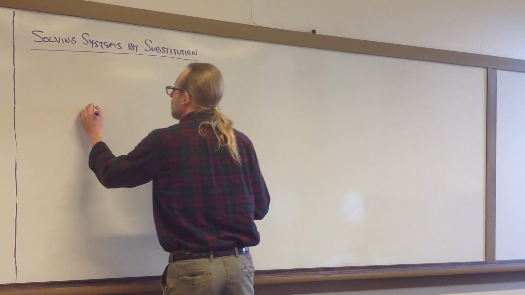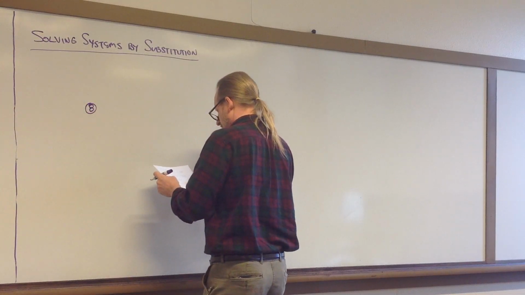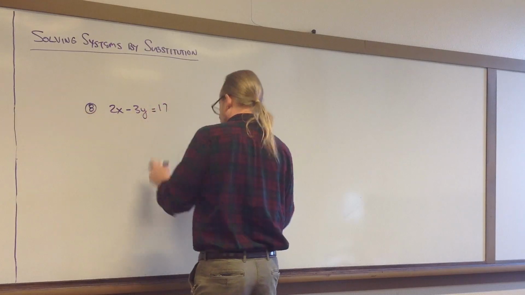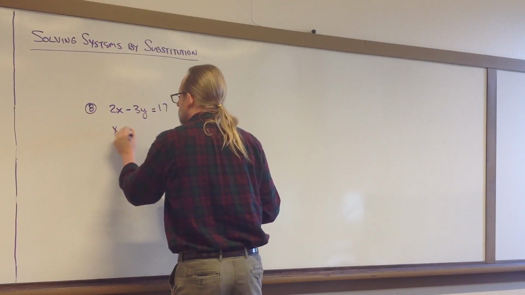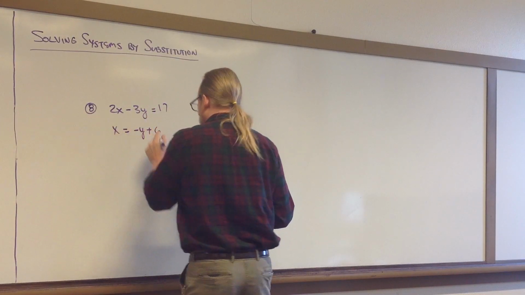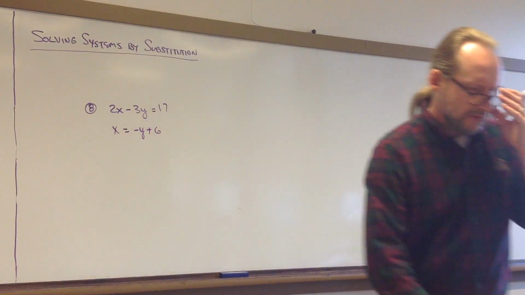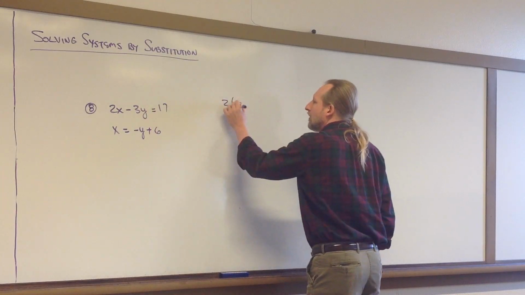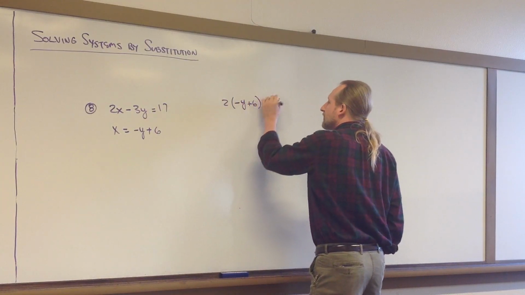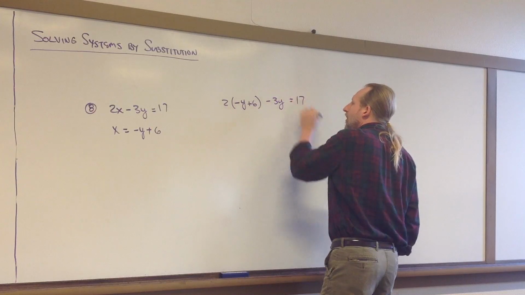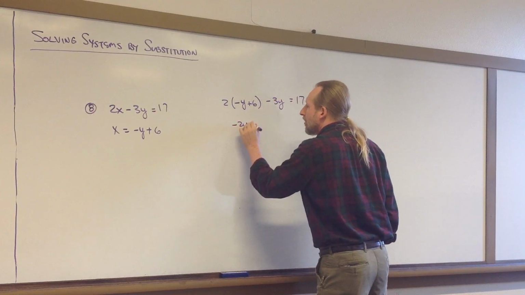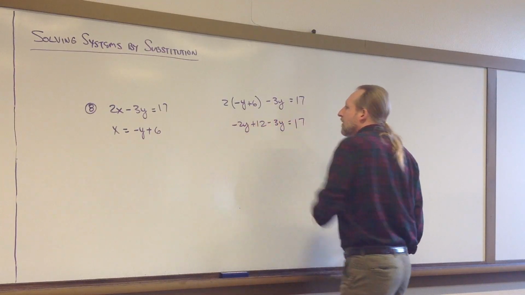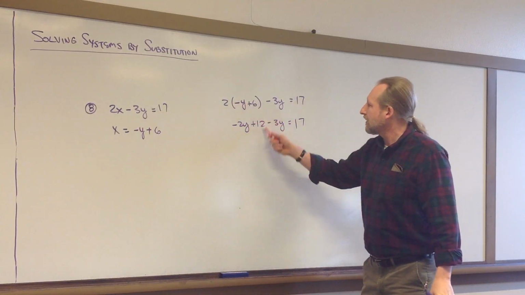All right, let's look at problem 8. 2x minus 3y is 17. x equals -y plus 6. Okay. Same process. Plug in the minus y plus 6 for the x. And now it's just a regular linear equation. So we get -2y plus 12 here.